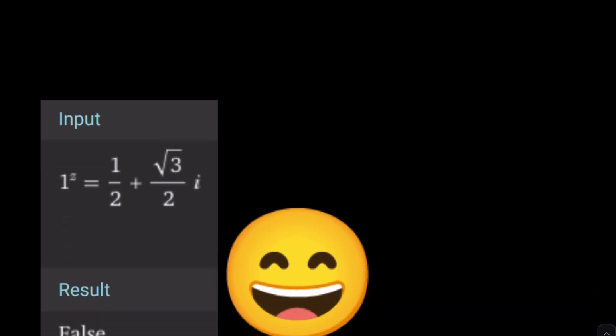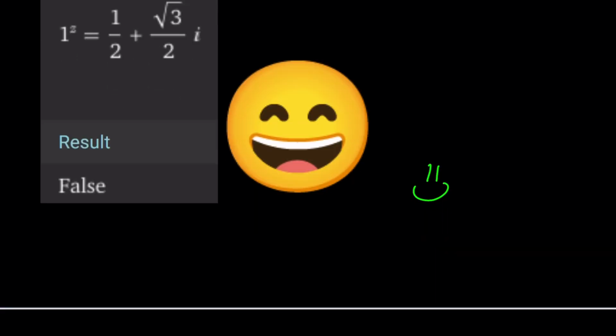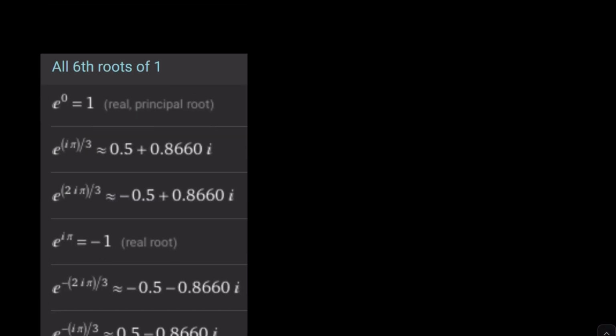Ready? Ta-da! Wolfram Alpha thinks this is false. Well, this is not a statement. It is a solution. But anyways, or it's an equation. How can an equation be false, right? Let's go ahead and check out the 6 roots of 1. And as I said earlier, this one is one of the 6 roots. So that should be a solution, don't you think?